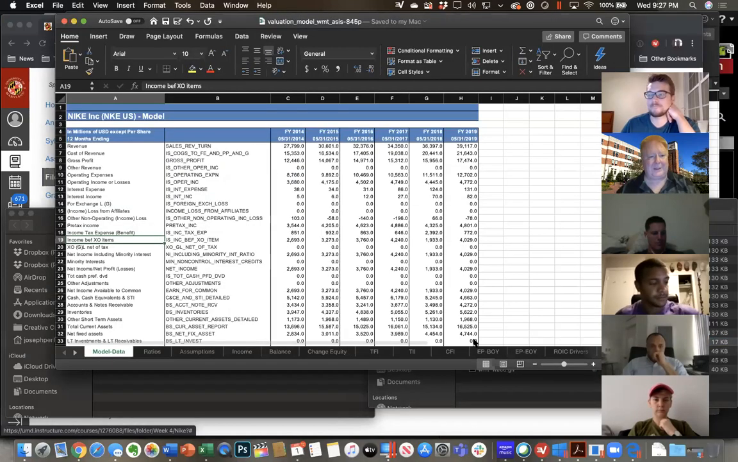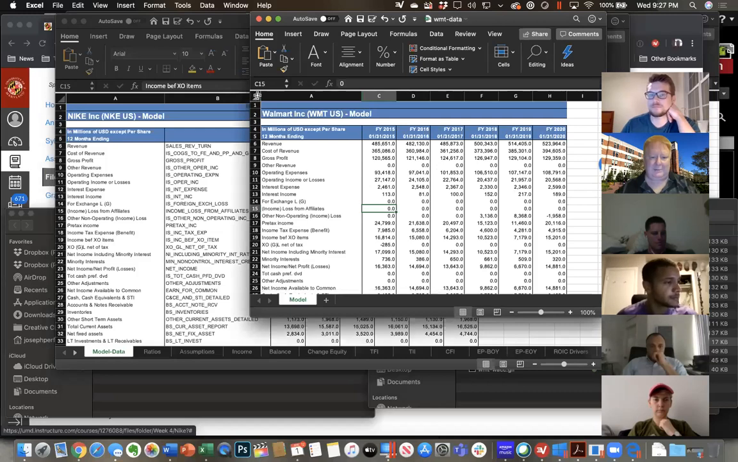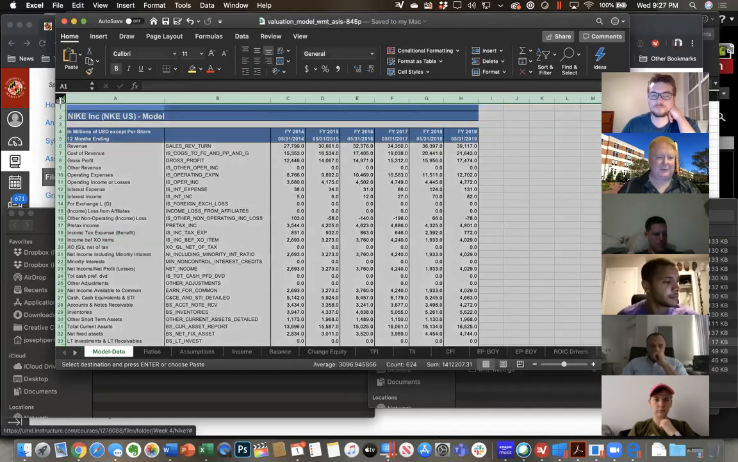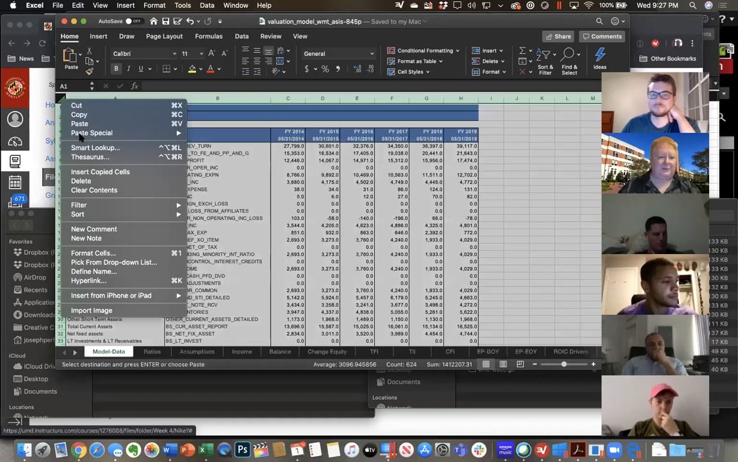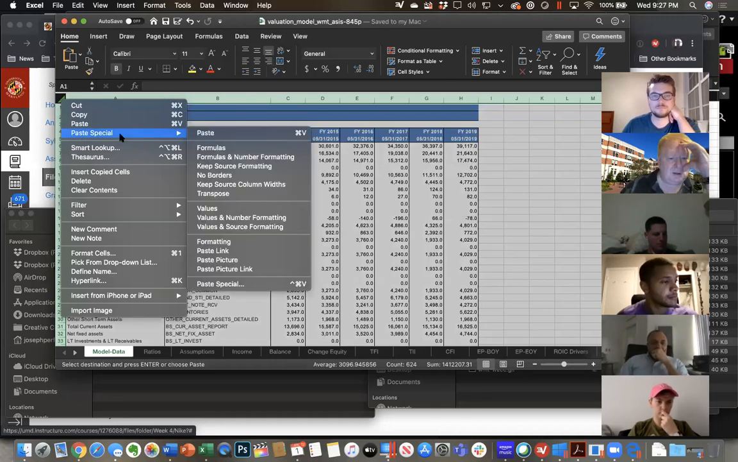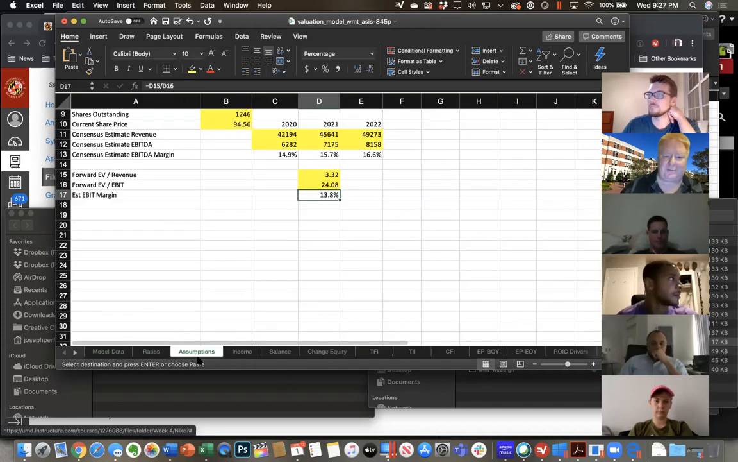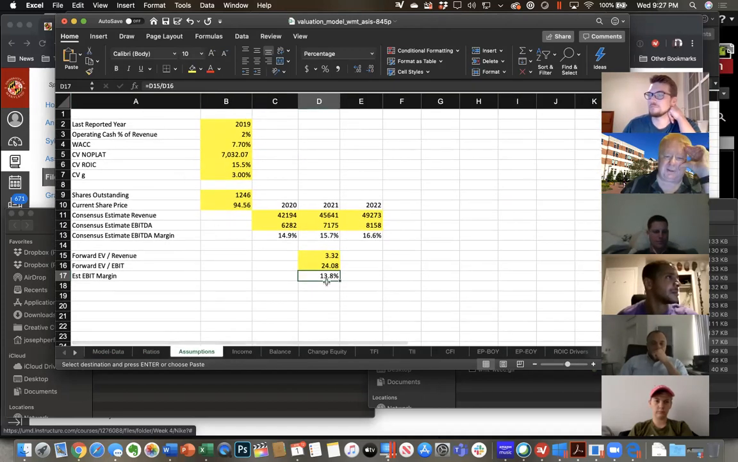So here's the Walmart data file, and then 3 screenshots from Bloomberg today. You'll open it, take this tab, historical data, and copy it. You'll select the entire tab in the valuation model, right click, paste special values. So you'll overwrite all of the Nike data with the new company, in this case Walmart, cell for cell. Now the model is ready to do Walmart, but we still have to adjust some of these ratios and assumptions. So let's make sure the assumptions are ready.